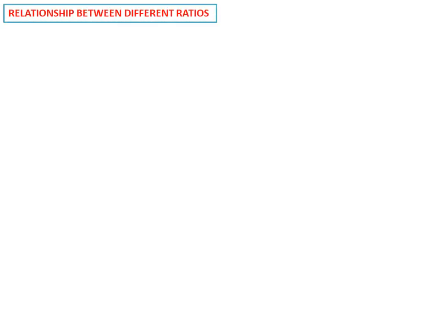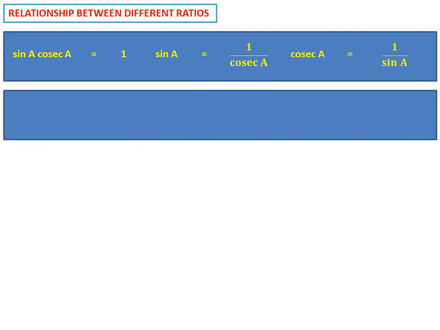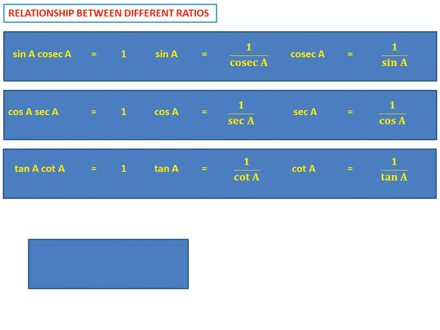Then what did we study? Relationships. So these are the relationships. This also you have to remember. Sin A into cosec A is 1, or sin A equal to 1 by cosec A, or cosec A equal to 1 by sin A. This is one important result. Second one, cos A into sec A is 1, or cos A equal to 1 by sec A, or sec A equal to 1 by cos A. So this is the next one. And similarly, tan A into cot A is 1, or tan A equal to 1 by cot A, or cot A equal to 1 by tan A. So these basic relationships you have to remember.